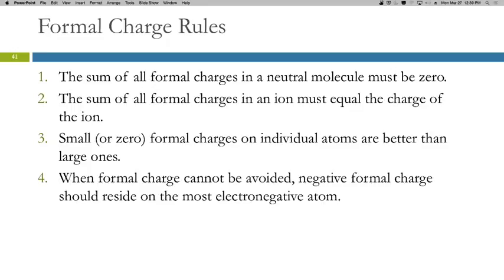So rules about formal charges. The sum of all formal charges in a neutral molecule is 0. The sum of all formal charges in an ion equals the charge of the ion. Small or 0 formal charges are better than big ones. And when formal charges cannot be avoided, the negative formal charge should be on the most electronegative atom.